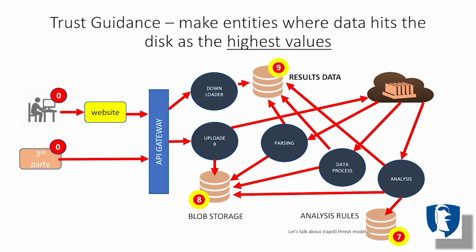Point number 2. We now want to find the highest value inside the system, where data hits the disk. Look at the 3 points right here. You have the results data, the blob storage, and the analysis rules. I've placed down 9 for the results data because that's where all the calculations are done, finished. 8, blob storage. That might be kind of interesting. And then 7, the analysis rules.